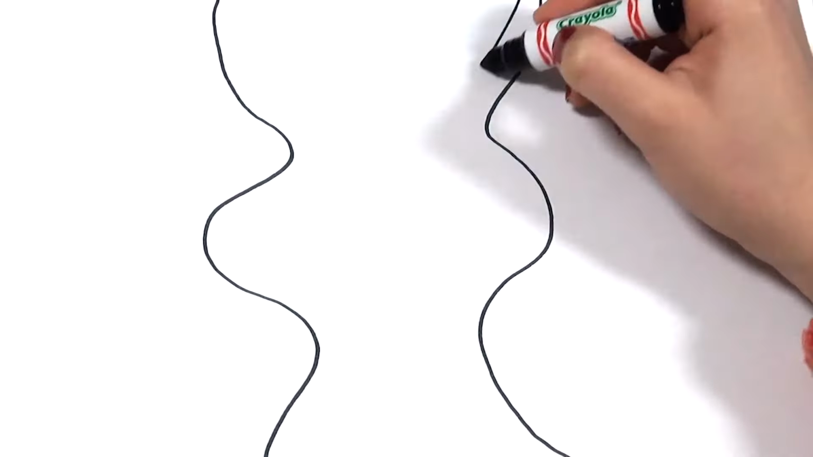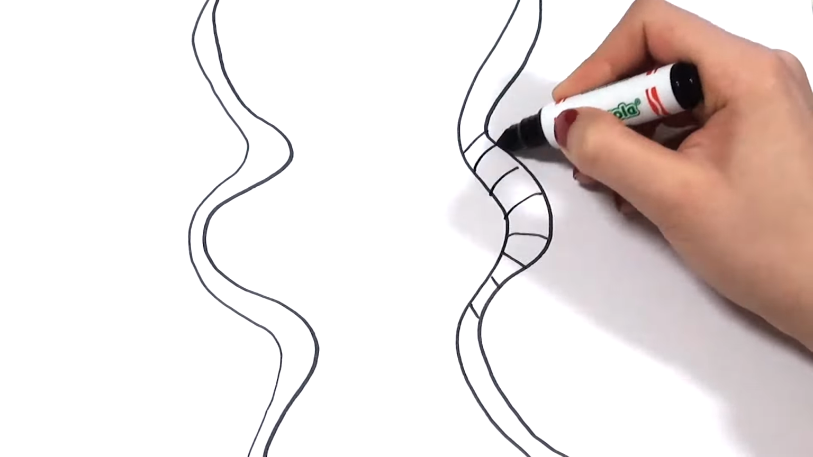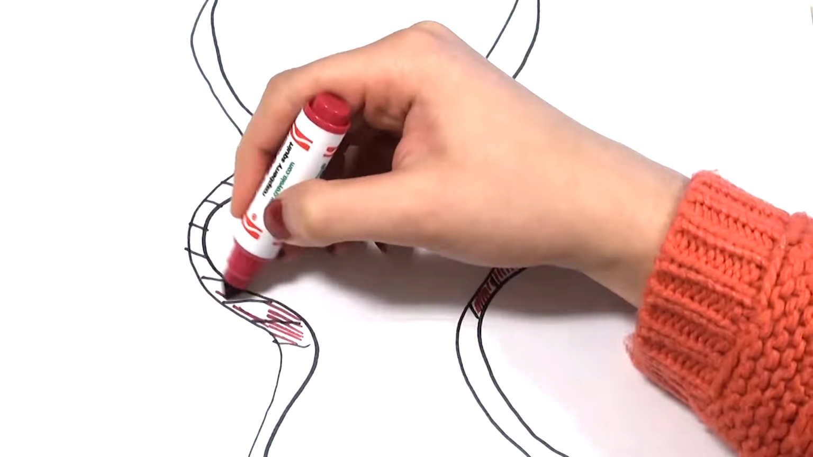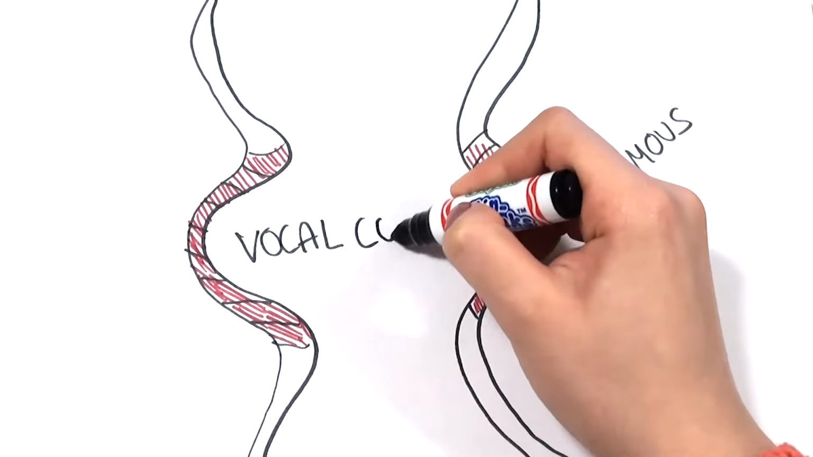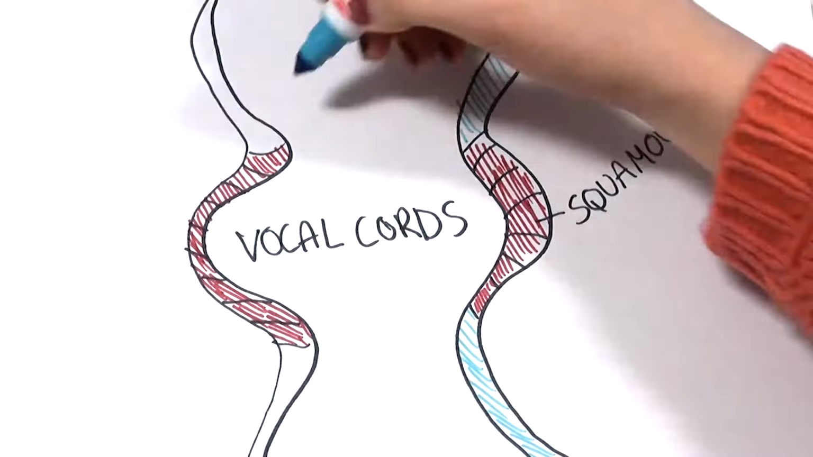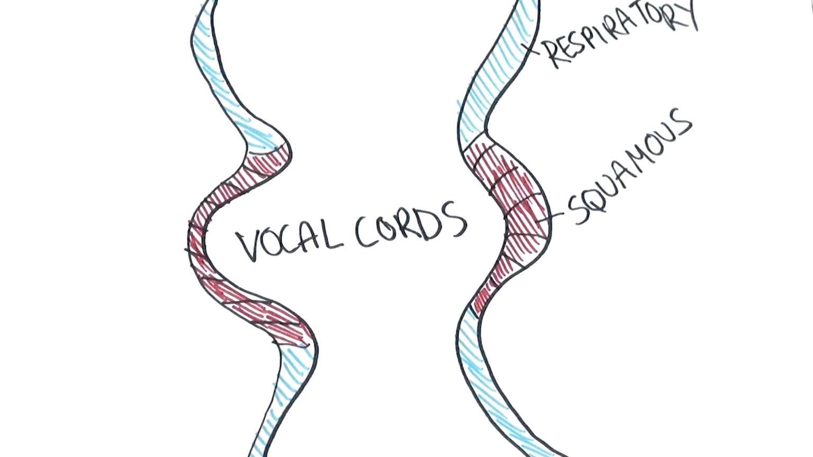The biopsy will be assessed for characteristic changes of laryngeal cancer. 95% of laryngeal cancers are squamous cell, and squamous cell is a cell type that covers the vocal and vestibular folds. Above and below these, the larynx is lined by ciliated respiratory epithelium.